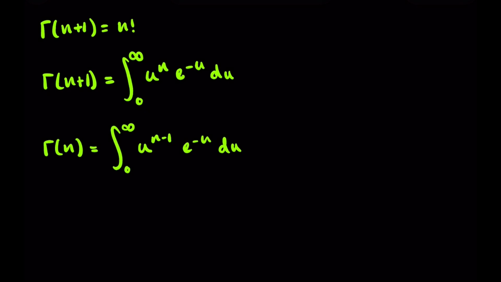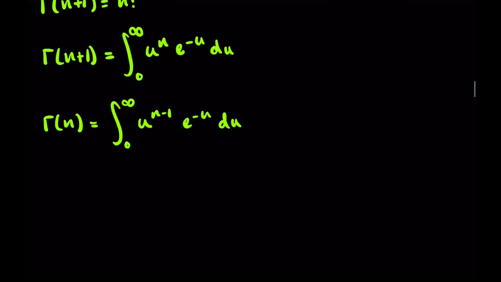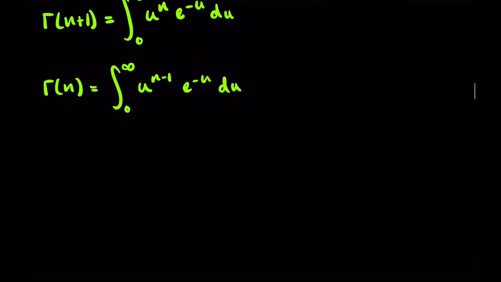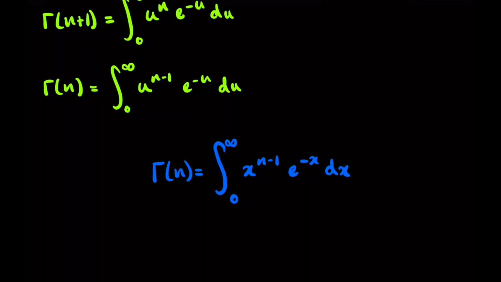And that's our answer. Now, some of you guys are more used to seeing this in terms of x, so let me just go ahead and write that. So we have the gamma function at n equal to the integral from 0 to infinity of x to the n minus 1 times e to the negative x dx. We have arrived at our notorious gamma function.